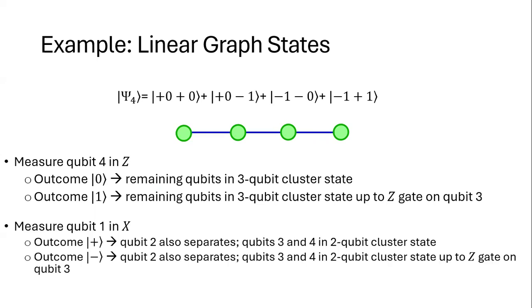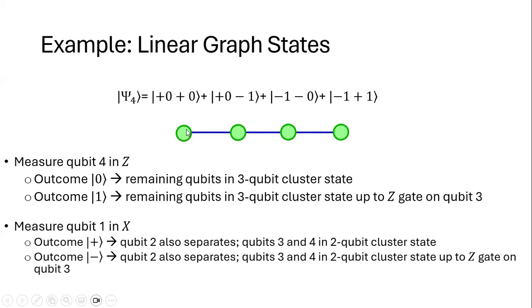Same for the Pauli X. If you're measuring Pauli X, let's say on qubit 1, then qubit 2 will also separate, and you'll end up with qubit 3 and qubit 4 in a cluster state. So you'll have a 2-qubit graph state. You don't need to do anything else if you measure the plus for your Pauli X.